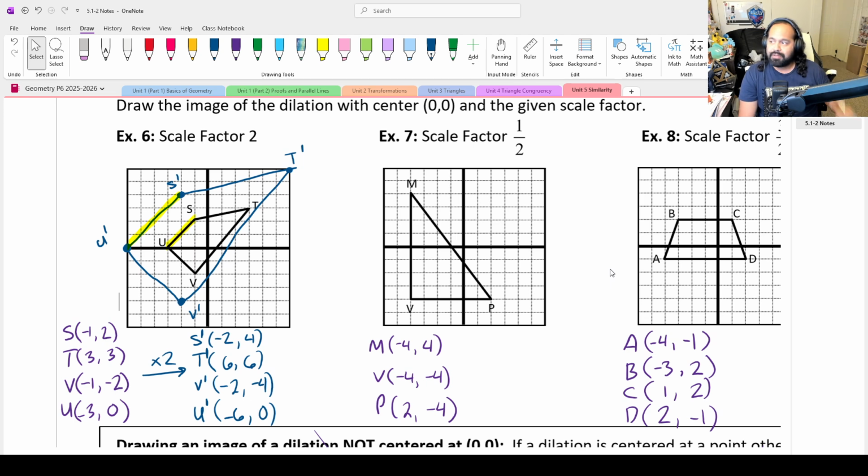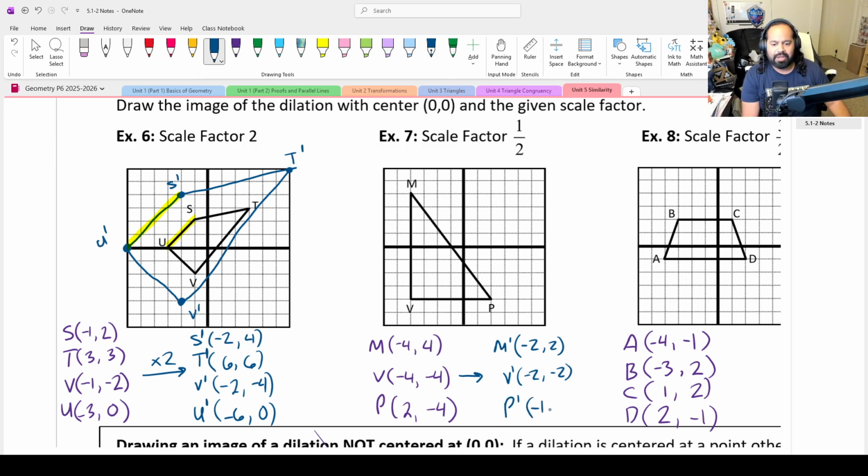All right, so if you did it right and you took half of all of your points, your M prime should be at (-2, 2). V prime should be at (-2, -2). And P prime should be at (1, -2). So then plotting those points, we're going to get M prime here, V prime here, and P prime there.